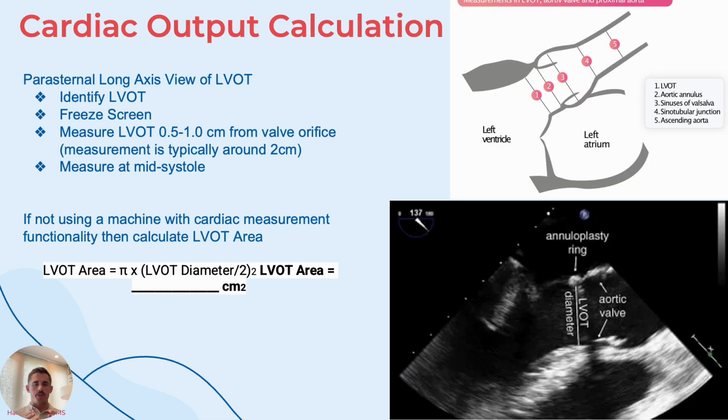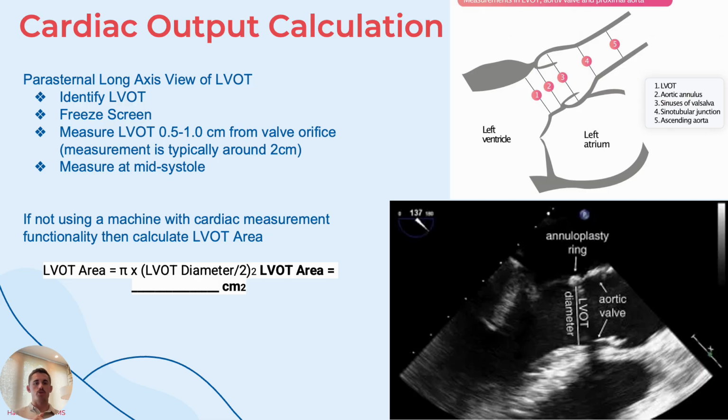So going through these calculations in a stepwise fashion, I really like to have that cardiac output card from POCUS 101 next to me while I'm doing this, if I'm doing it on, say, my B-scan that doesn't have the calculations or cardiac mode, or I'm doing it on another tool that doesn't. So the first thing we're going to do is identify the parasternal long axis view of the left ventricular outflow tract. We've already been here. We've taken a bunch of these measurements already. So we're freezing the screen, then we're measuring the left ventricular outflow tract 0.5 to 1 centimeter from the valve orifice, which you already knew, and measuring at mid-systole.